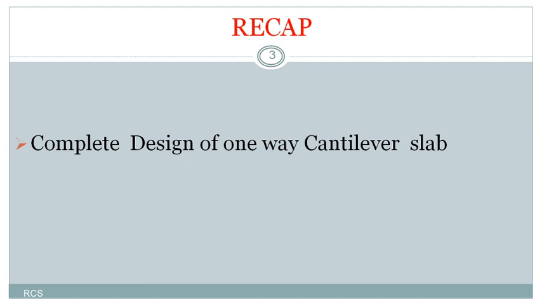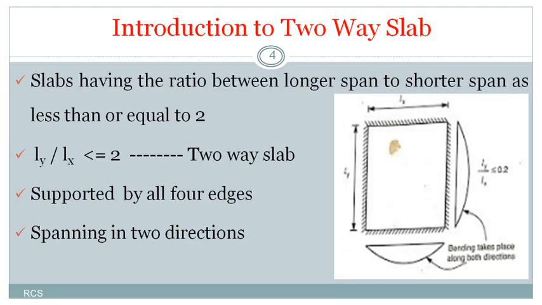So that area of steel can be checked with the minimum area of steel provided, and then we check again for deflection, check again for shear, and development length to be provided. All these things we have discussed and we have designed in one-way cantilever slab. So in today's class, we'll discuss two-way slab.